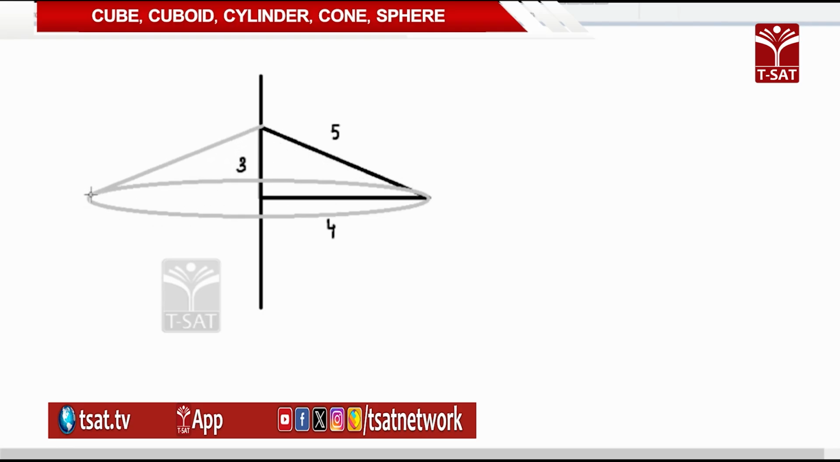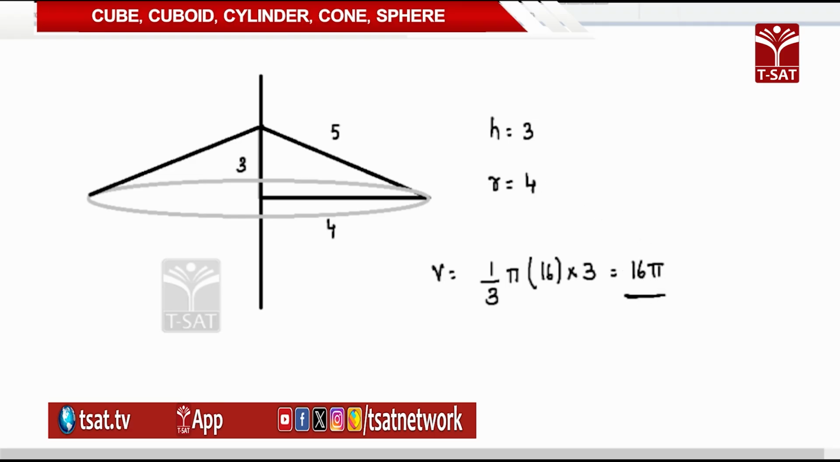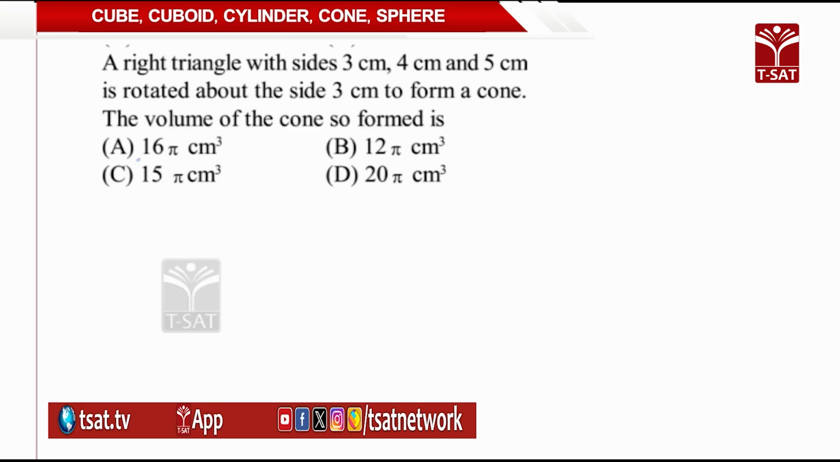Therefore, for that cone formed, what is the height? The height of the cone formed is 3. What is the radius of the cone formed? It is 4. All you need to find out is the volume. Volume is 1 by 3 pi radius square, 4 square is 16, into 3. 3 cancels. 16 pi is the volume. So the answer here is 16 pi.